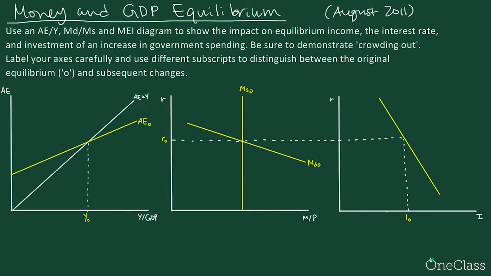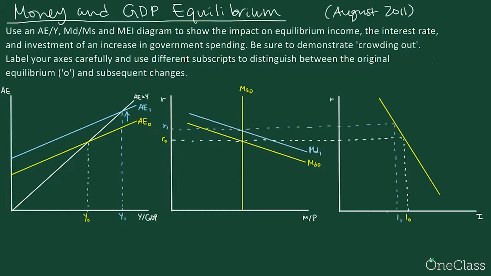So, looking at the question, we have what happens when there is an increase in government spending. So when government spending increases, this will increase aggregate expenditure. So as shown on the graph now, I've just drawn a new aggregate expenditure curve, AE1 in blue, and the point where it intersects the 45-degree line is the new level of GDP.